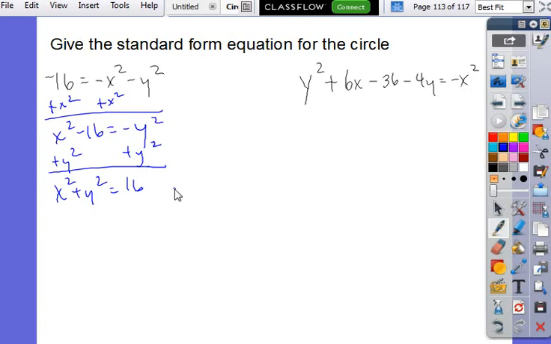All right, so get it to where the x squared and the y squared are positive and the number is across away from them. In this case, there's nothing else to do. There's my equation. What would the center be right here? 0, 0. What is my radius?